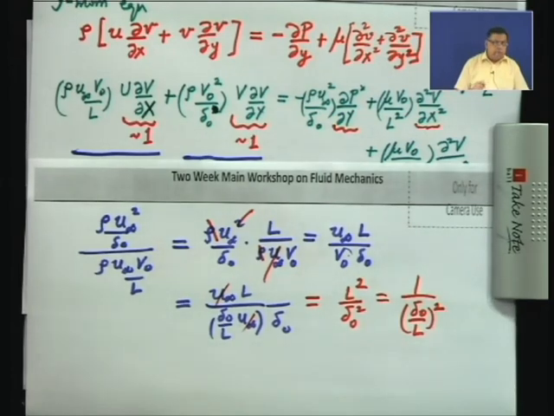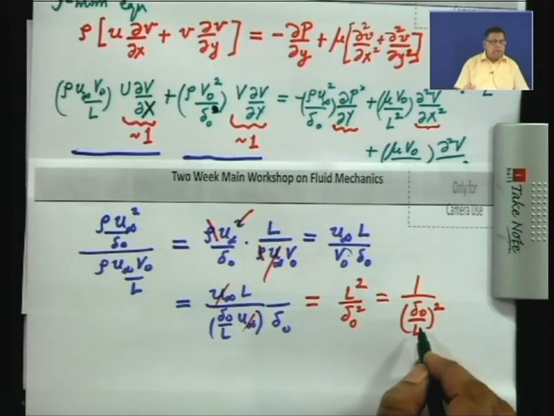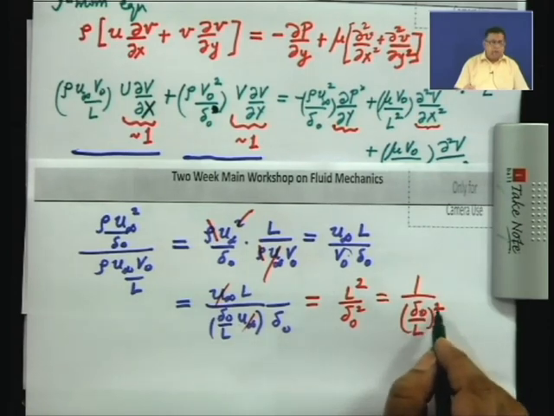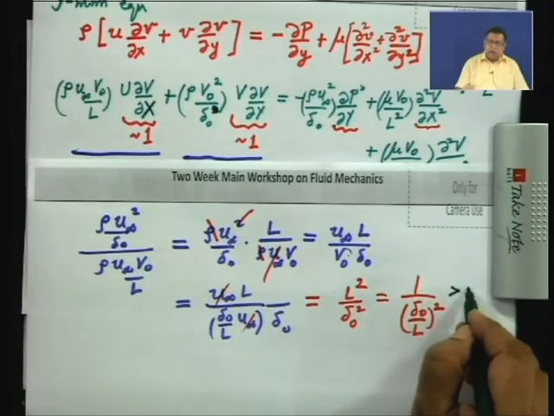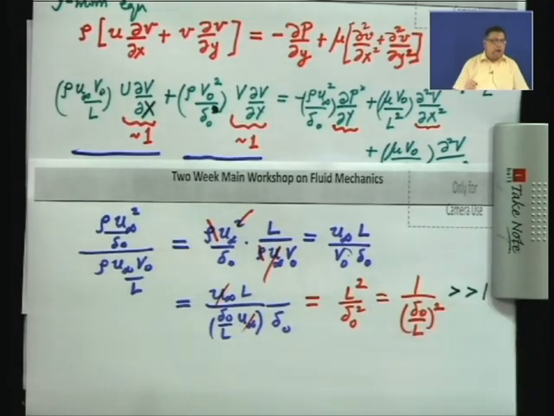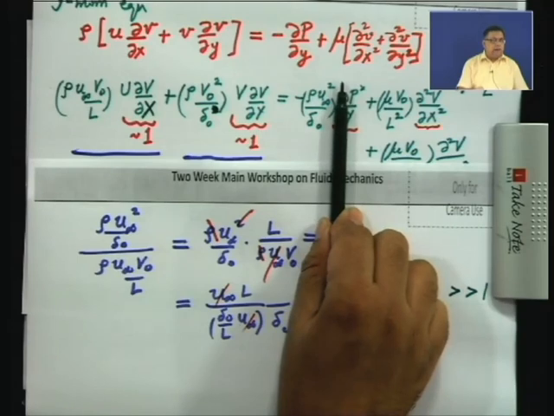Now, if the Reynolds number is much greater than 1, delta naught by L is going to be much less than 1. So, since you have the square of that, it is going to be even smaller, and it is a reciprocal. So, this is going to be much greater than 1. The conclusion is that this term in the equation is the largest term.